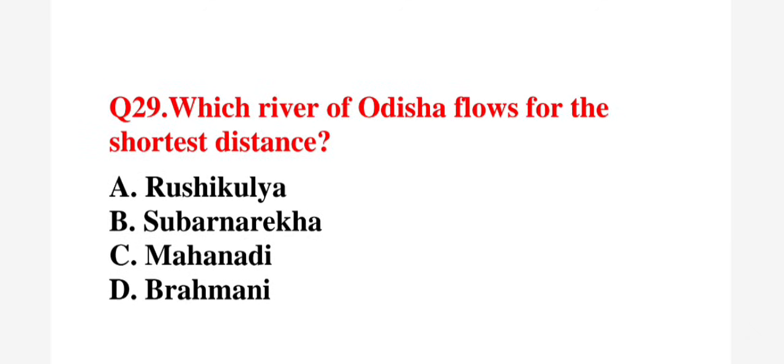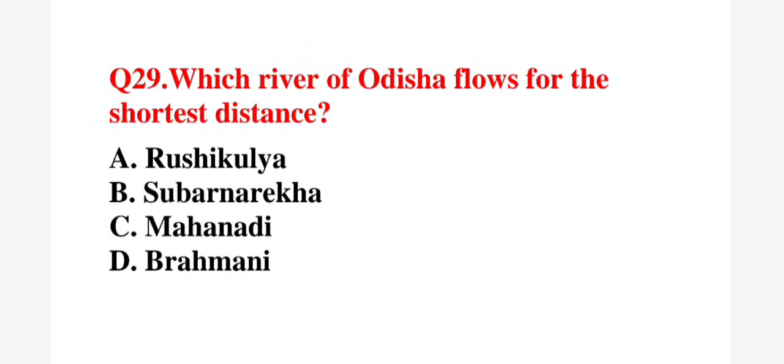Question number 29. Which river of Odisha flows through the shortest distance? Option A, Rusikulya. Option B, Subarnarekha. Option C, Mahanadi. And option D, Brahmani. So what is the right answer here? Yes, the right answer is Rusikulya.